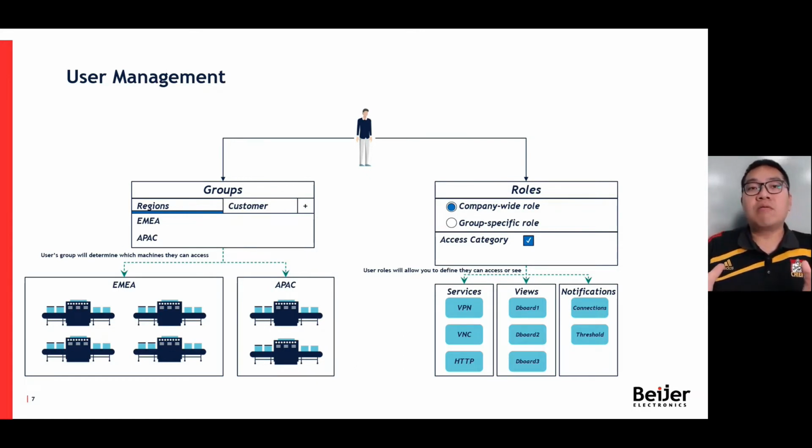And within the roles itself, it also gives you different access categories. Access categories define what you're able to do, the fine details, like whether you can access VPN, whether you can see different pages in your CloudVPN. That is defined under your access category, which is part of your roles.